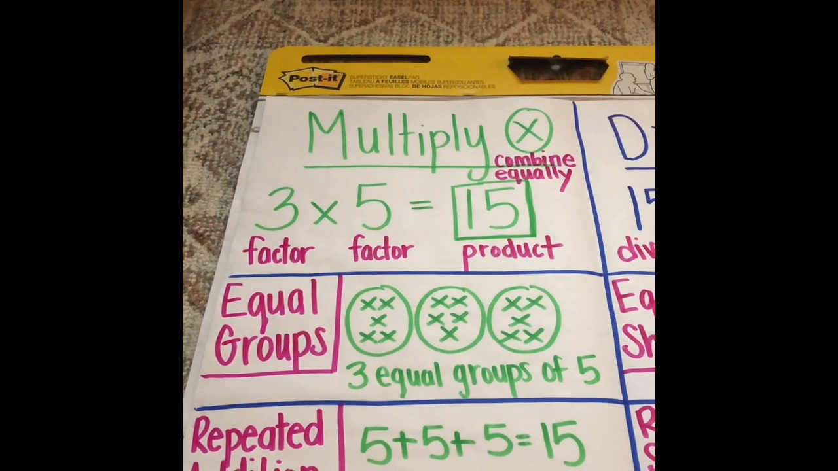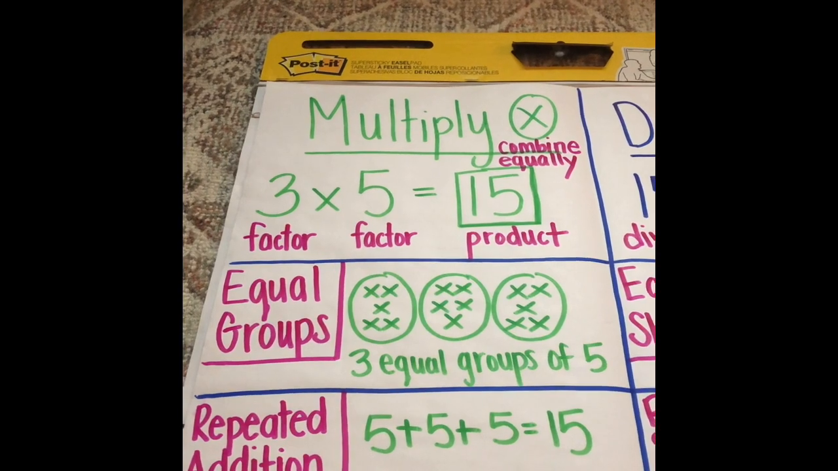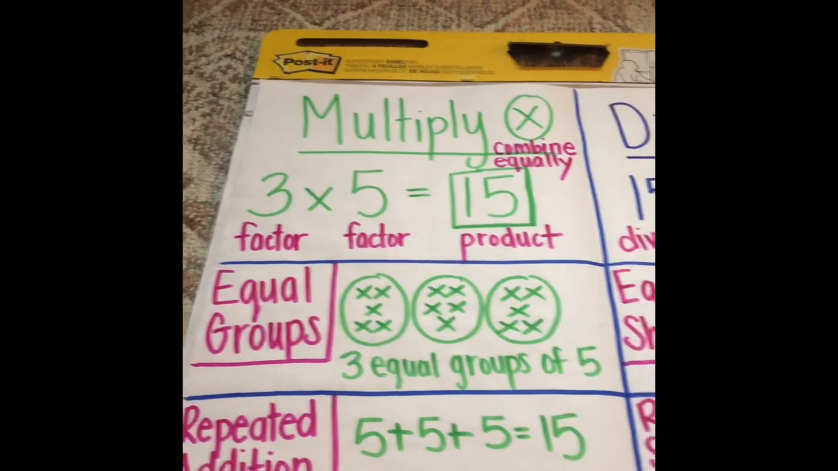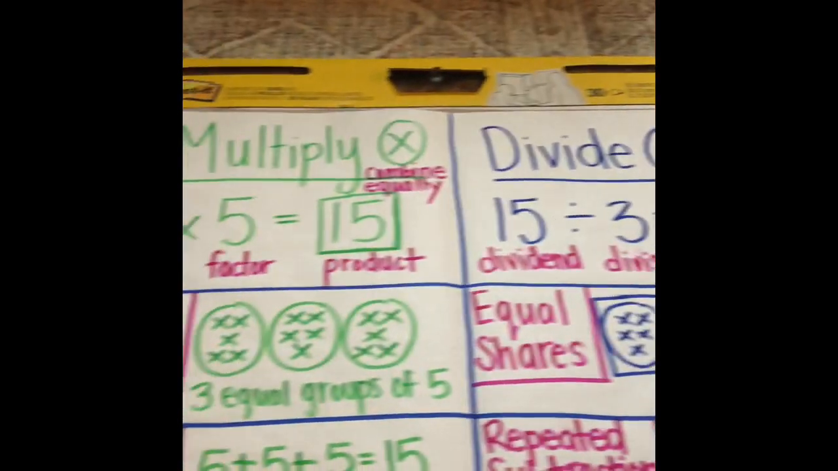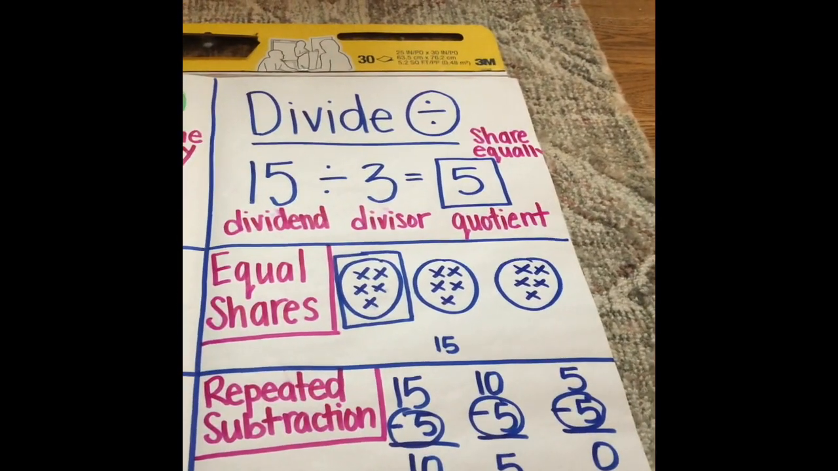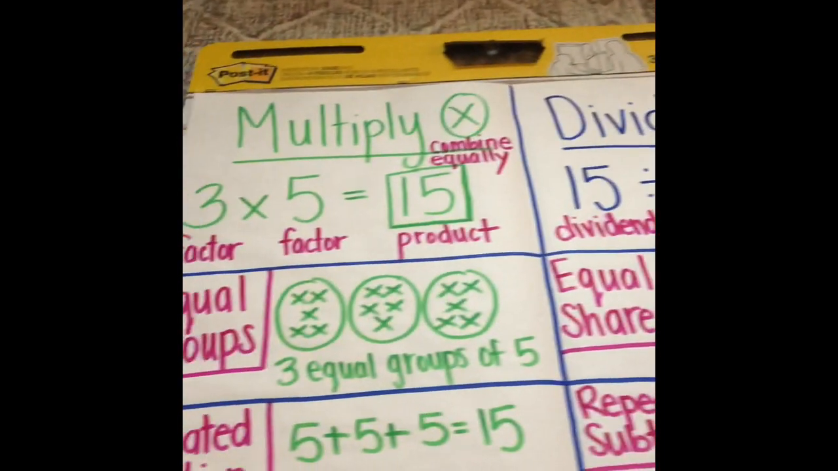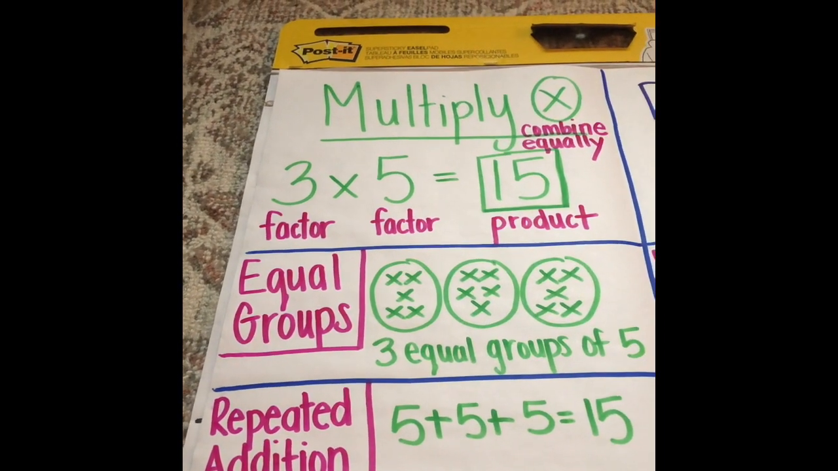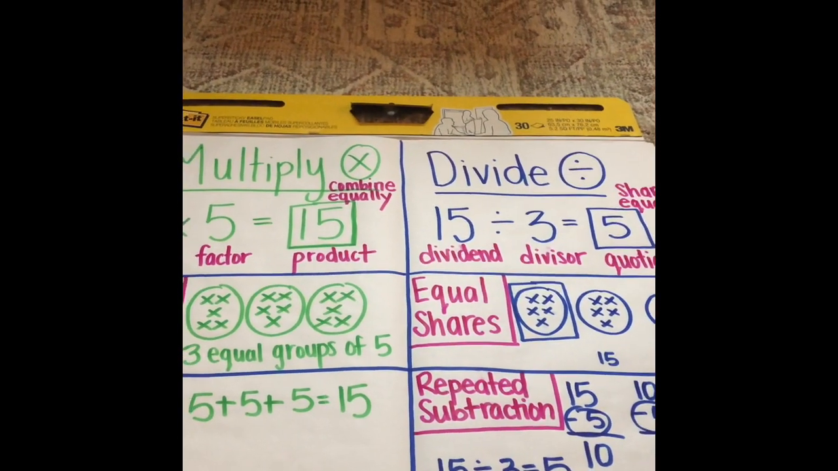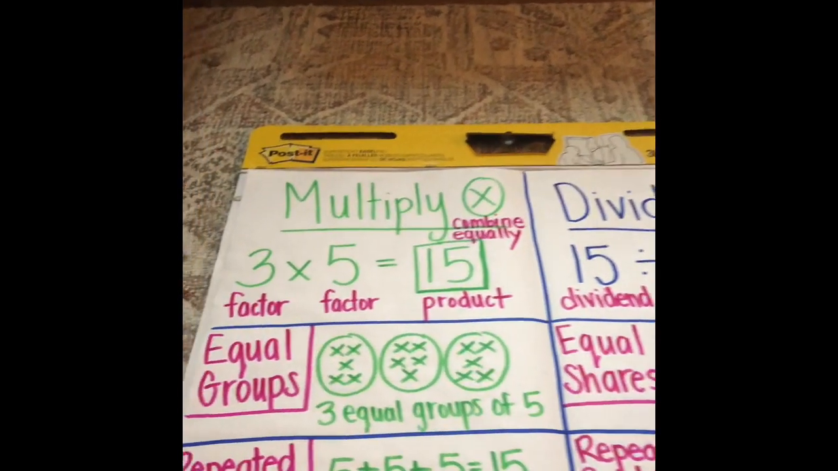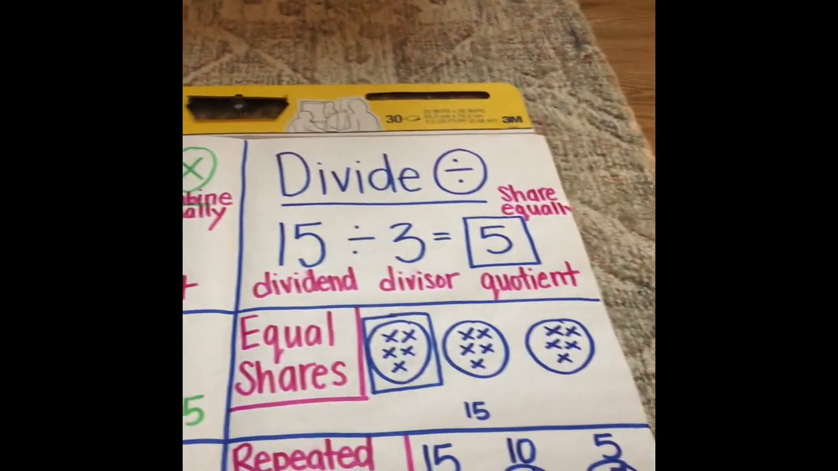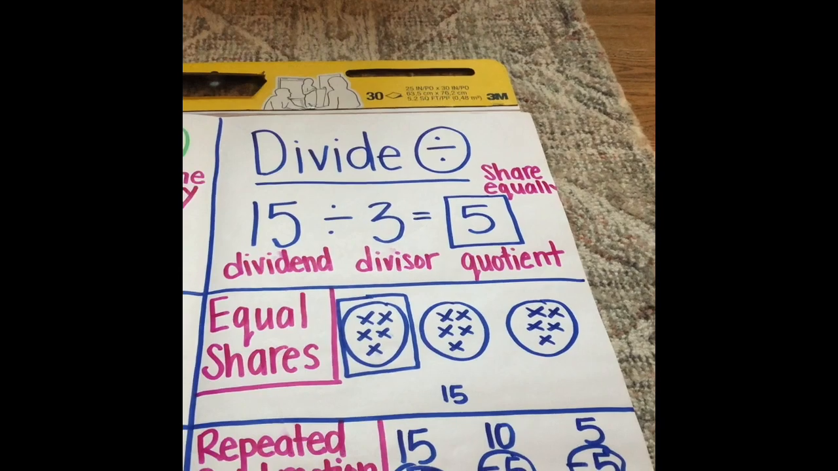Welcome back, friends. Today we are going to continue learning our new division strategies. Yesterday we learned the strategies for division, equal shares as it relates to equal groups and multiplication. And we also learned repeated subtraction and how that relates to repeated addition. And remember, multiplication and division are inverse equations. That means when we multiply, we are combining things equally, and when we are dividing, we are sharing things equally.